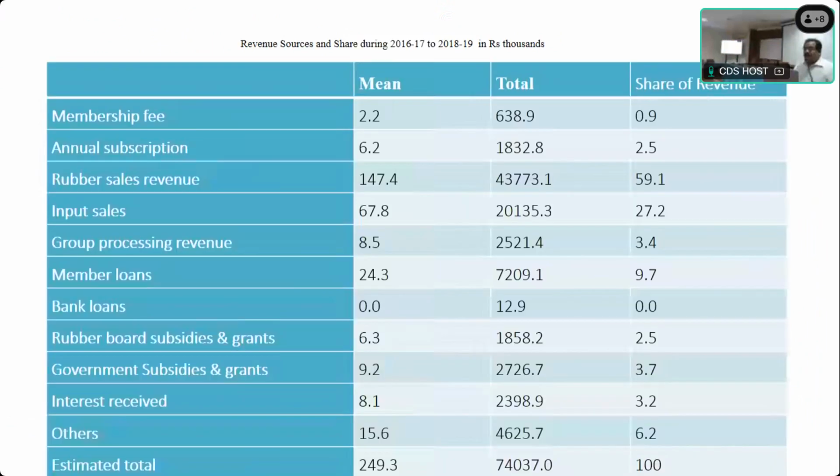Now, look at the financial profile of the RPS.